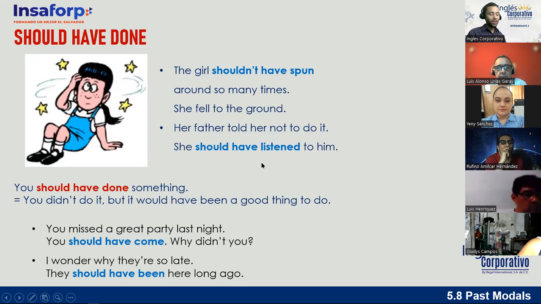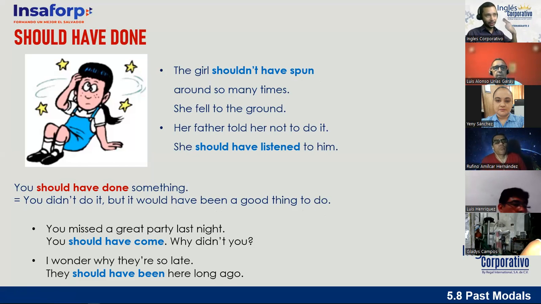Okay, so what is this? Take a good look. You should have done something. The meaning of that is you didn't do it, but it would have been a good thing to do. ¿Qué es esto? You should have done something. Es algo que usted debería haber hecho, o que no debería haber hecho, en caso de ser negativo. For example, in this case, the girl shouldn't have spun around so many times. La chica no debió o no debería haber dado vueltas tantas veces. Se terminó mareando.